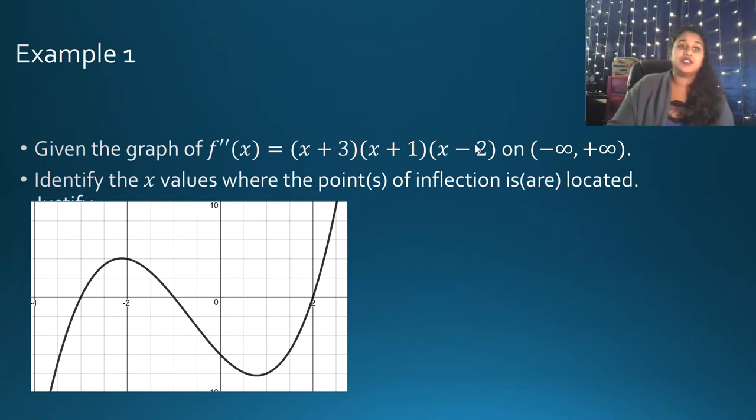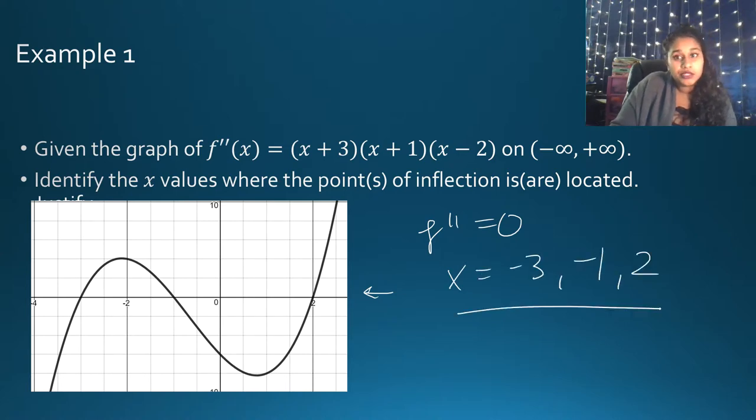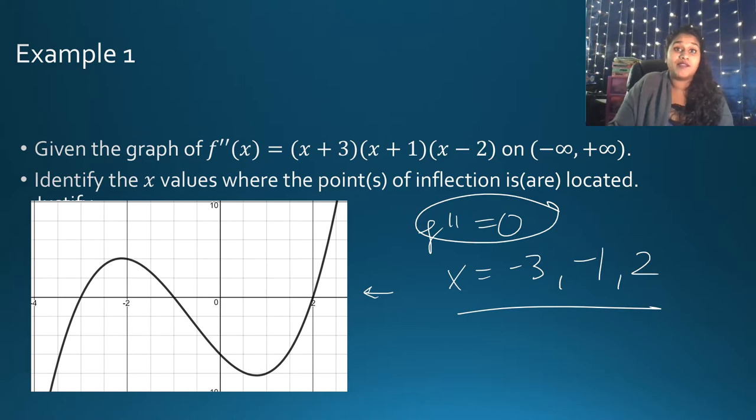And finally, it wants to know where the points of inflection are and to justify. So my points of inflection are going to be where f double prime equals 0. So that's going to be at x equals negative 3, negative 1, and at 2. And my justification is that's where f double prime equals 0. That is my justification.